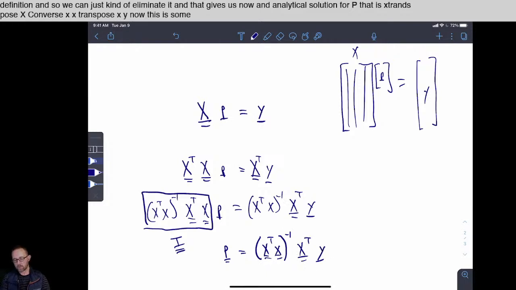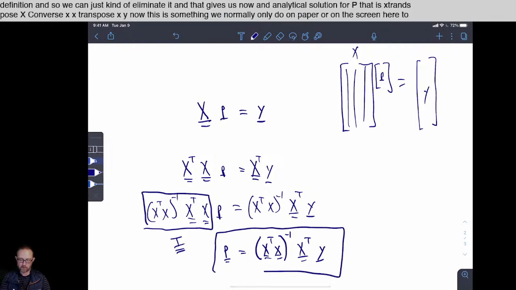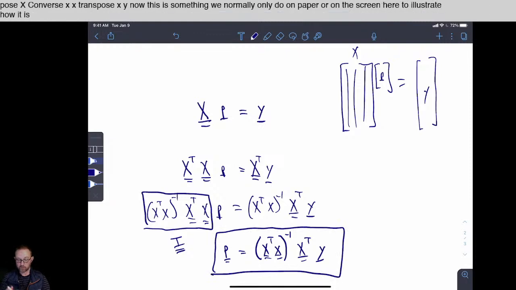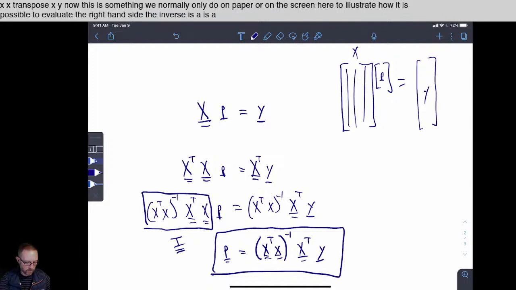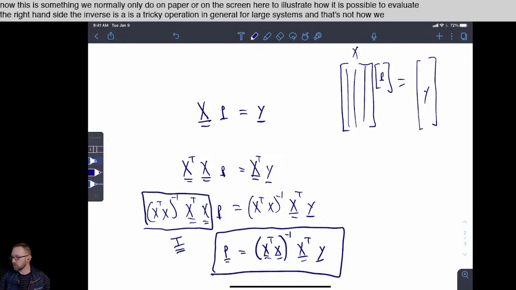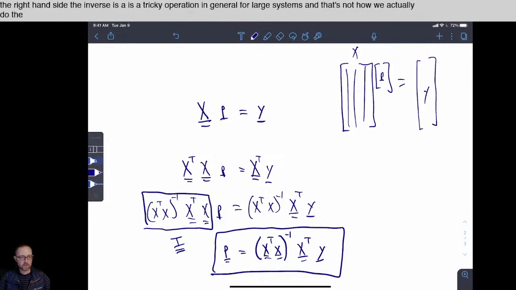Now, this is something we normally only do on paper or on the screen here to illustrate how it is possible to evaluate the right-hand side. The inverse is a tricky operation in general for large systems, and that's not how we actually do the calculations. But let's work out what it looks like for us in Python.